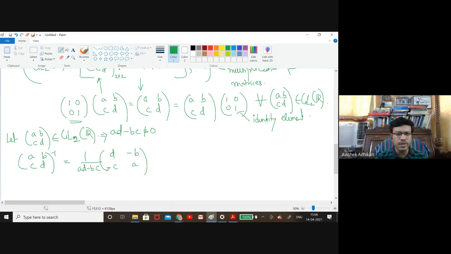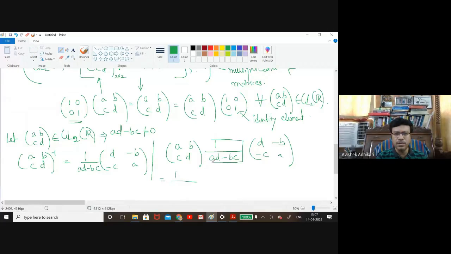Okay, let's check very quickly. So if this would be the inverse, then what is the definition? According to this definition, if I multiply with this element, 1 by AD minus BC into D, minus B, minus C, A, then it should give me this identity element back. Okay, this is a real number, so you can take it out. So 1 by AD minus BC, and then A, B, C, D into D, minus B, minus C, A. Now quickly, can you tell me what is this matrix multiplication value?